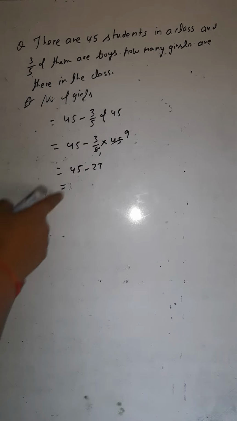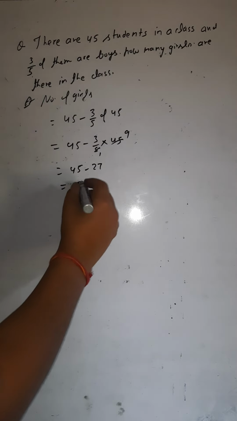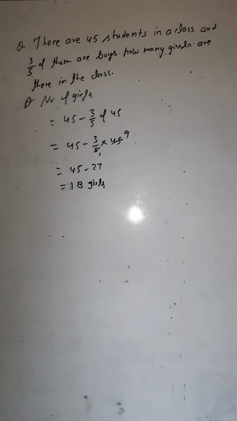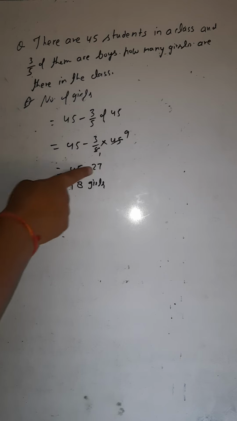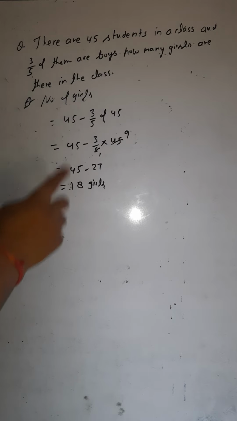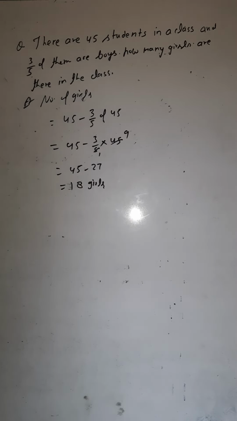So just subtract it. 45 minus 27. 15 minus 7 is 8. 3 minus 2 is 1. So 18 girls are there in the class. How many girls are there? 18 girls and 27 boys are there. Are you getting this? Therefore girls are 18 and the rest 27 are boys. Total are 45 there. Okay.